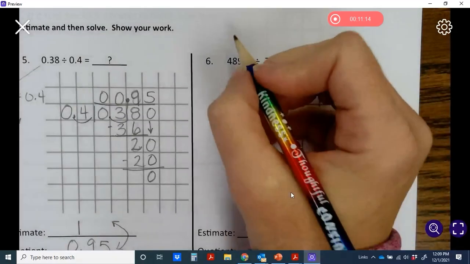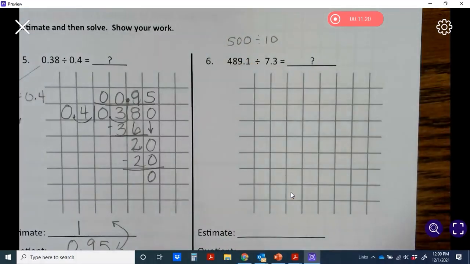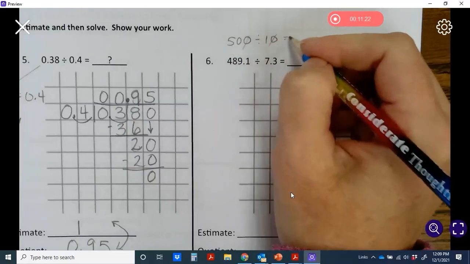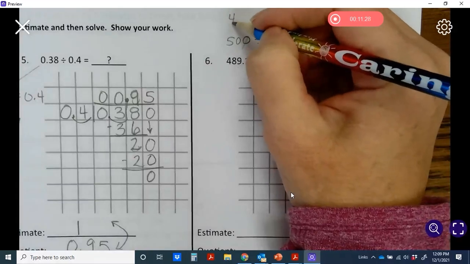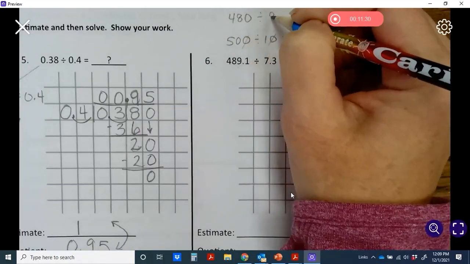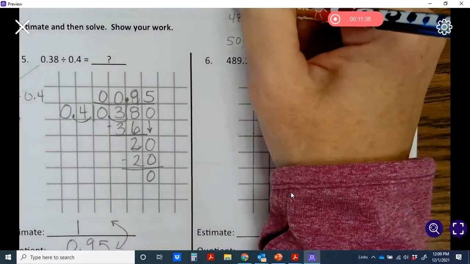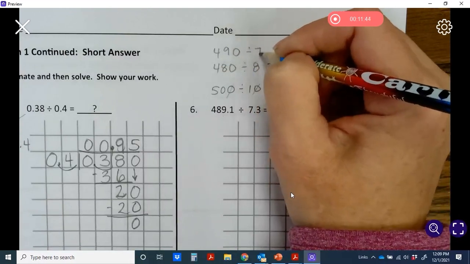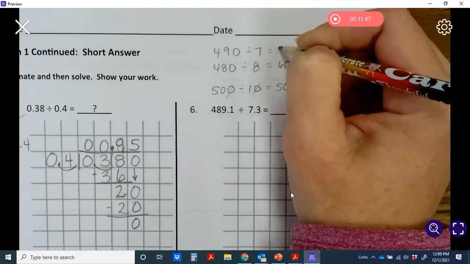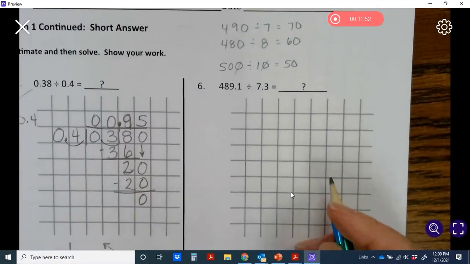All right, now let's see what we got here. I think I would make this 500 divided by 10, and then I get 50. Or I could do 480 divided by 8, and I would get 60. I could do that. Or I could do 490 divided by 7, and I would get 70. I think I like that one the best. Yeah, let's go with that one. 70.